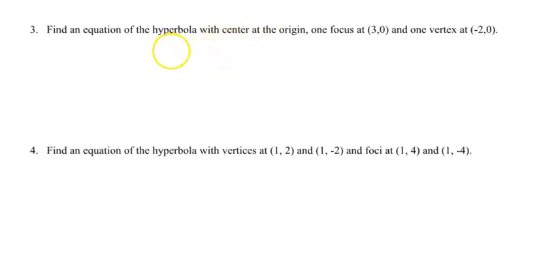So with the center at the origin, I know I'm going to have x squared and y squared without adding or subtracting any values. And then the focus and the vertex both being on the x-axis tells me that my transverse axis will be the x-axis, so my x value will be positive and my y value will be negative. The focus gives me my c value and the vertex gives me my a value.